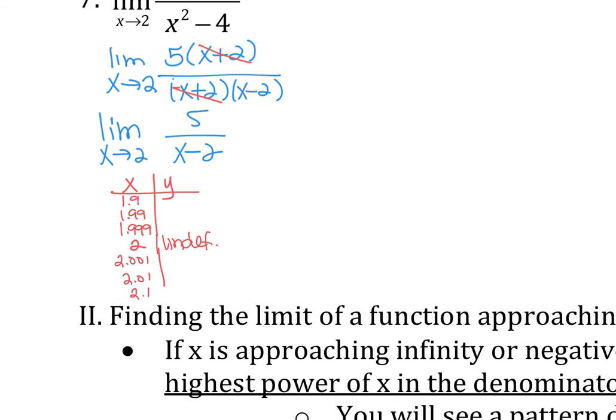So over here, the 1.9, that gives me negative 50, negative 500, and negative 5,000. So it's looking like my left-hand limit is going to be negative infinity. And then for my right hand, I have 50, 500, 5,000. So this side is going to positive infinity. So on the left, we have negative infinity. On the right, we have positive infinity. So that means my limit does not exist.